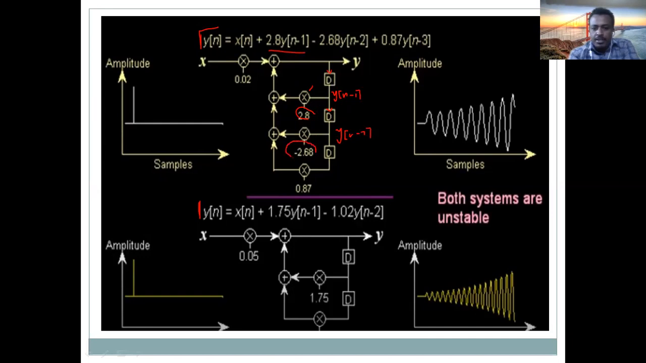Then multiplied by how much? Minus 2.68. And again, y of n minus 2 delayed by 1 more will be y of n minus 3, which is multiplied by 0.87. So all this feedback from the output side is added together with what? With the input here. Input plus these three delayed outputs will give us the output. So that's the difference equation we have discussed.